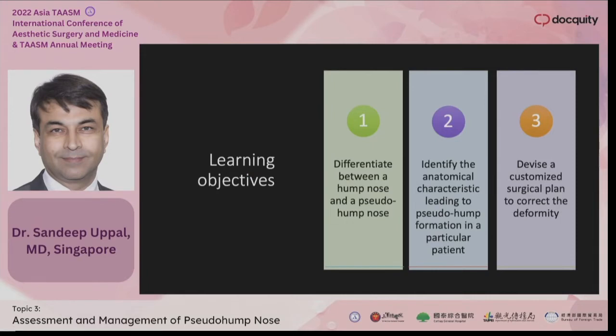Our learning objectives for this talk are to differentiate between a hump nose and a pseudohump nose, to identify the anatomical characteristics leading to pseudohump formation in a particular patient, and to devise a customized surgical plan to correct the deformity in each patient.